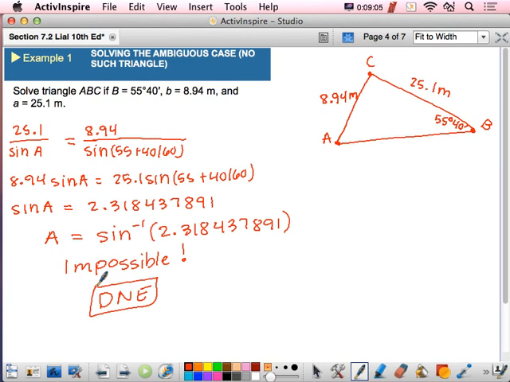Any questions about example 1? So how are we going to answer that? Does not exist. Does not exist, right. We're not going to put no solution, we're not going to put undefined, we're not going to put error, we're going to write does not exist. Got it?